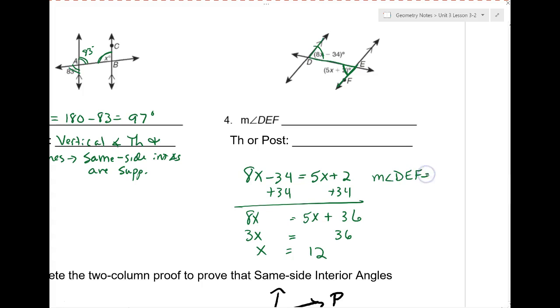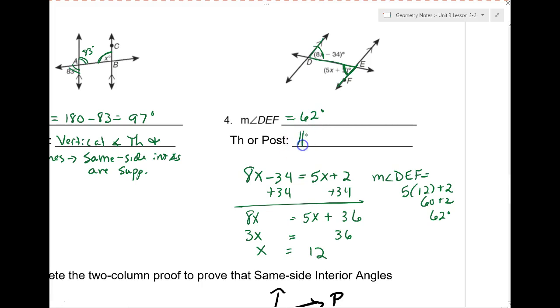So let's plug it in for that one. So here's DEF, the bottom one here. So that's going to be 5 times 12 plus 2. Well, guys, what's 5 times 12? Yep. So 60 plus 2 gives us what? 62 degrees. So the measure of the angle is 62 degrees. What's my reason?